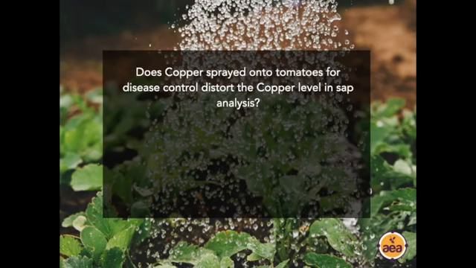Question from Bart Van Andel. Hi, Bart. Does copper sprayed onto tomatoes for disease control distort the copper levels in sap analysis? Our experience has been no. That has not been the case. The same is true of manganese and zinc.